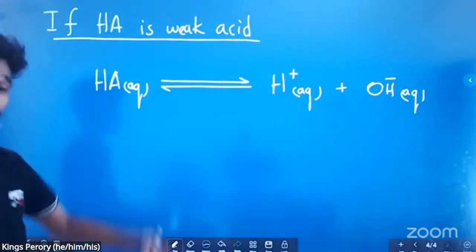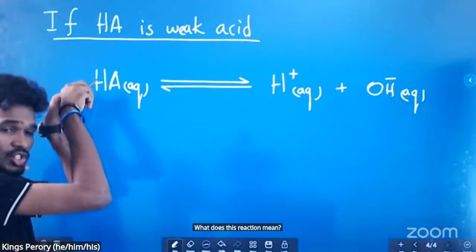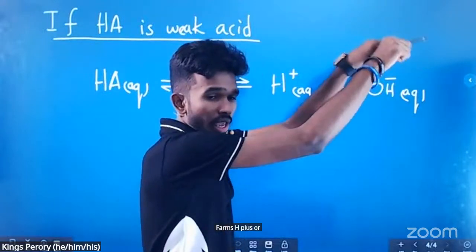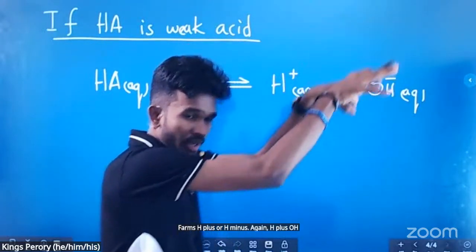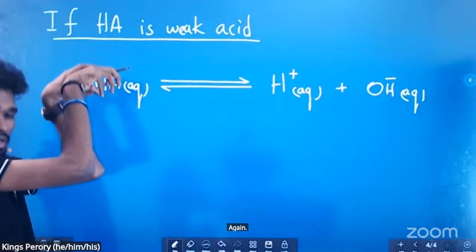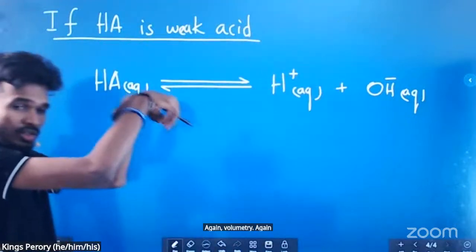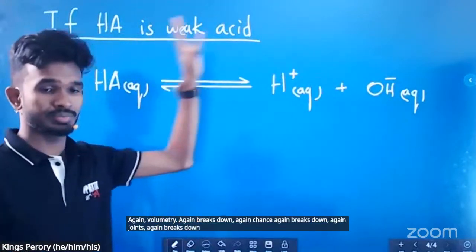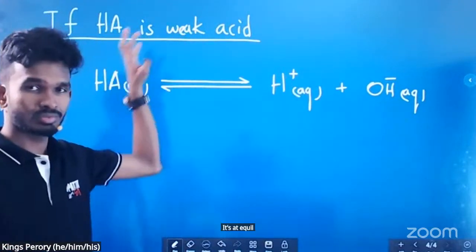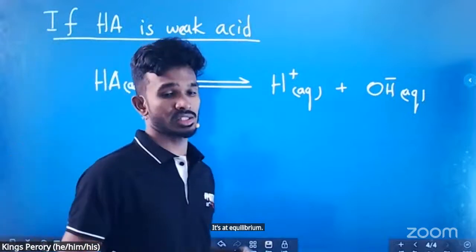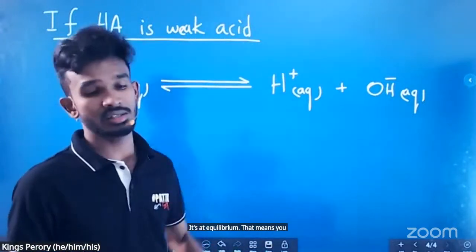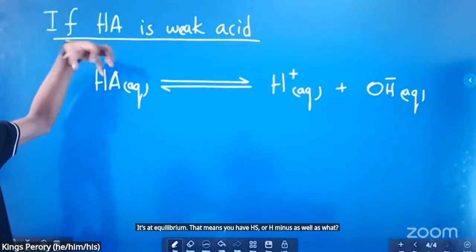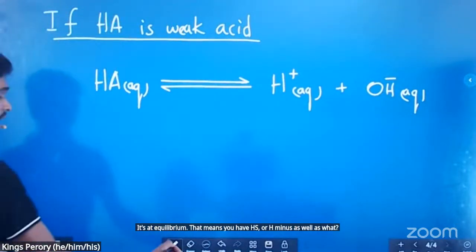What does this reaction mean? HA breaks down, forms H plus, OH minus. Again, H plus, OH minus will join and form HA. Again it breaks down, again joins. It's at equilibrium. That means you have H plus, OH minus, as well as what? HA. You will have HA.